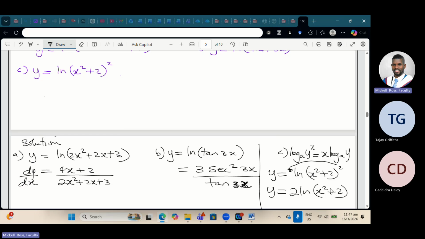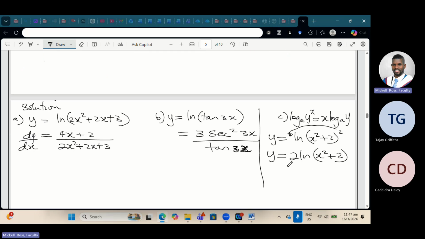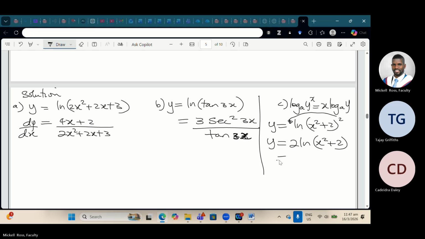All right. So the derivative of the bracket, so dy by dx, is going to be 2 times the derivative of the bracket, which is 2x, and then whatever is in the bracket, which is x squared plus 2. And then when you multiply by 2, 2 times 2 is going to give us 4x, all divided by x squared plus 2. Okay?